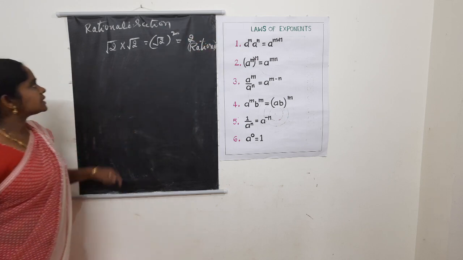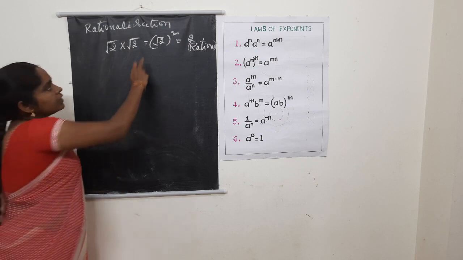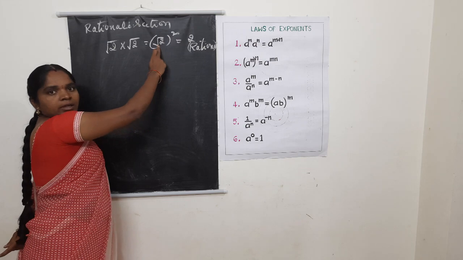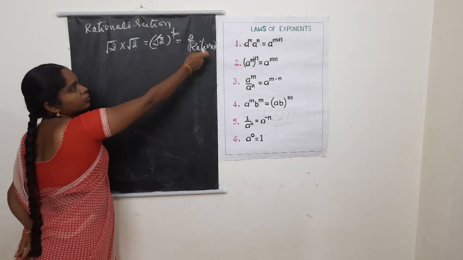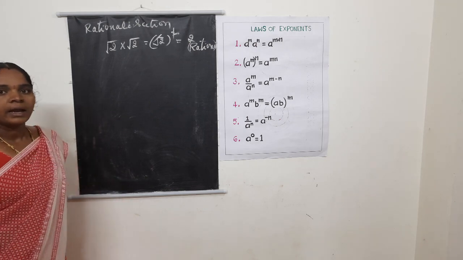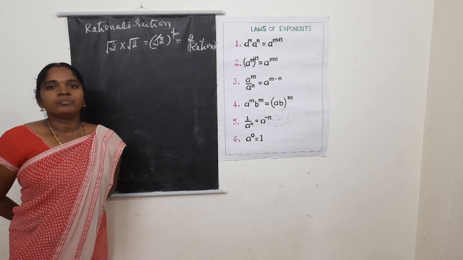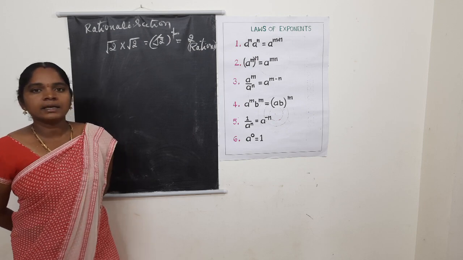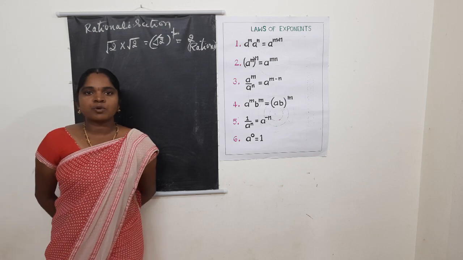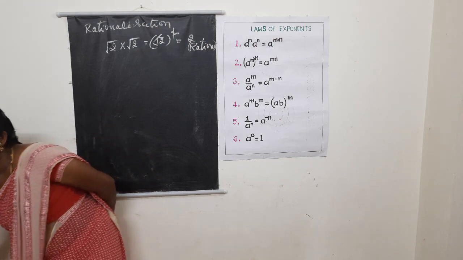So this is in the form of A into A. A into A is equal to A square. Square and square root cancel. That equals 2. 2 is a rational number. Like this, rationalize the irrational numbers. Let us see some exercise problems related to rationalization.